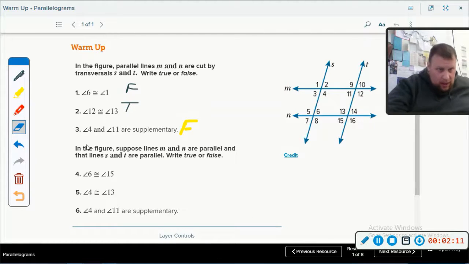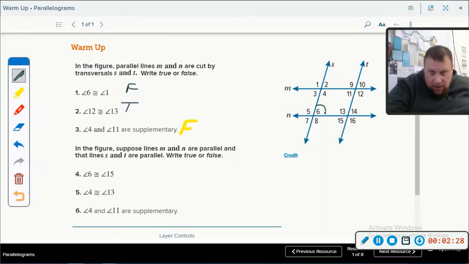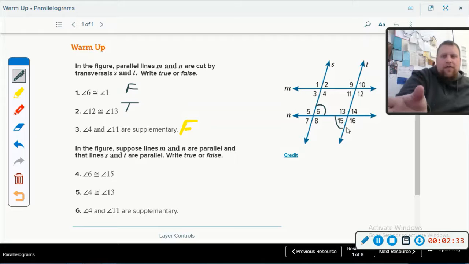Let's go ahead. Now we're going to assume that they're all parallel, excuse me. M and N are parallel, and then S is parallel to T. Perfect. Is angle 6 congruent to angle 15? Well, where's 6? 6 is right here. And yeah, if I were to flip this over like this, those would be another form of alternate interior angles because they're inside of the parallel lines S and T. So yes, true, those are congruent.